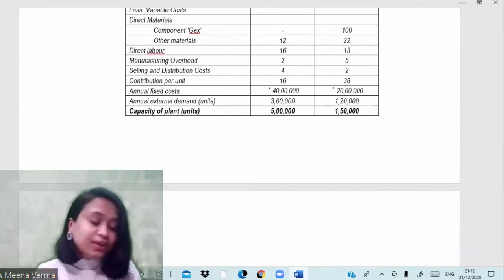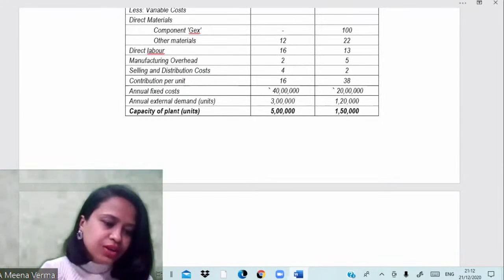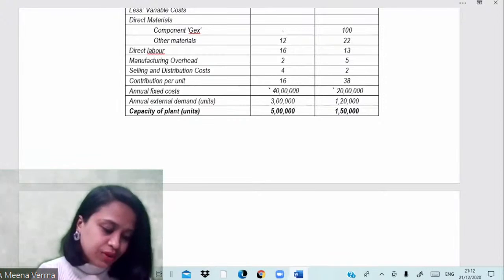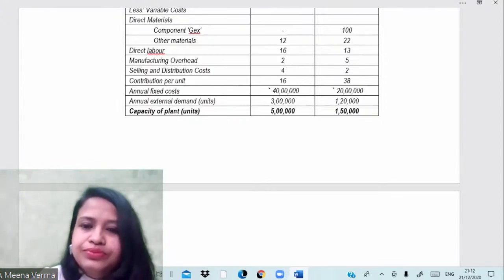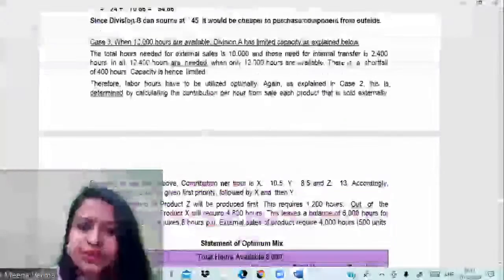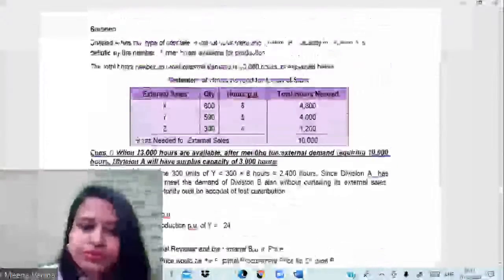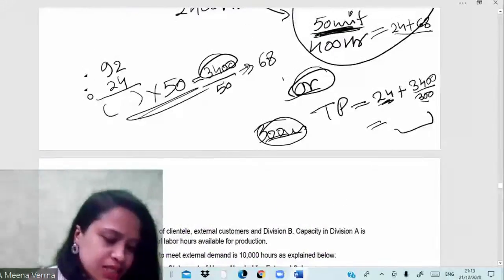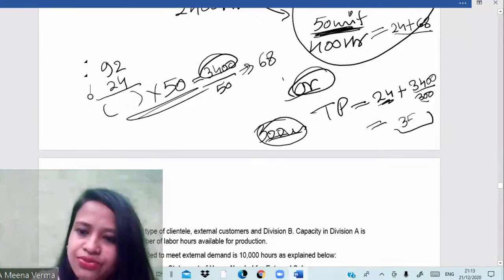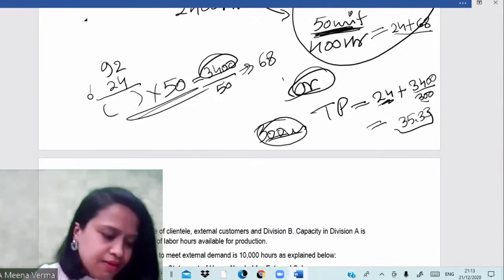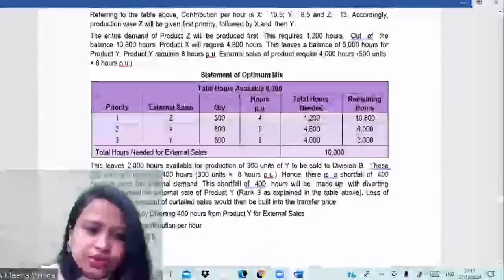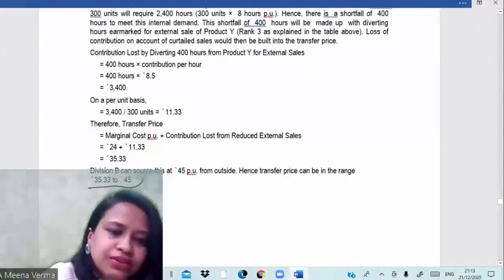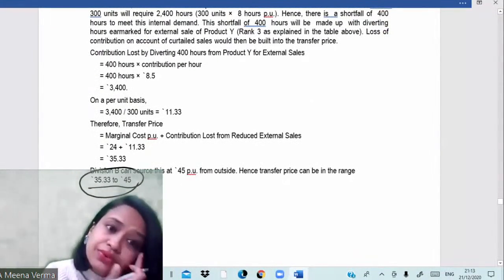If you have any doubt, let me check it again. If you have any doubt, you can ask me. Okay, I got the answer. Let me write the answer. You have given me the answer. Very nice. This answer is 35.33. Yes, 35.33. We can see this in the answer. So you can quote it here.